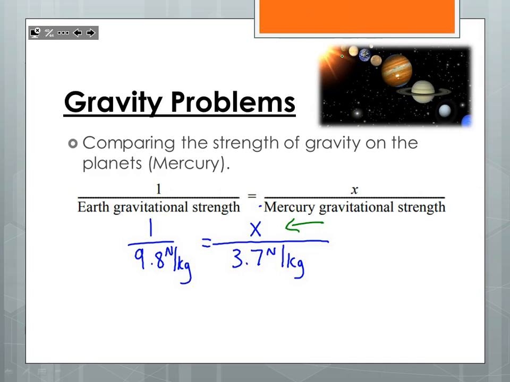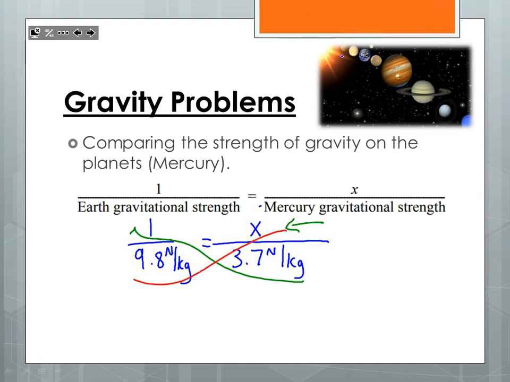Think back in your toolbox. Go back to your algebra, even 8th grade algebra. I think y'all do this in 8th grade algebra, or even in algebra 1. How can I solve for X? Well, if you said I'm going to cross multiply, you were 100% correct. So I'm going to cross multiply 1 times 3.7 and 9.8 times X.